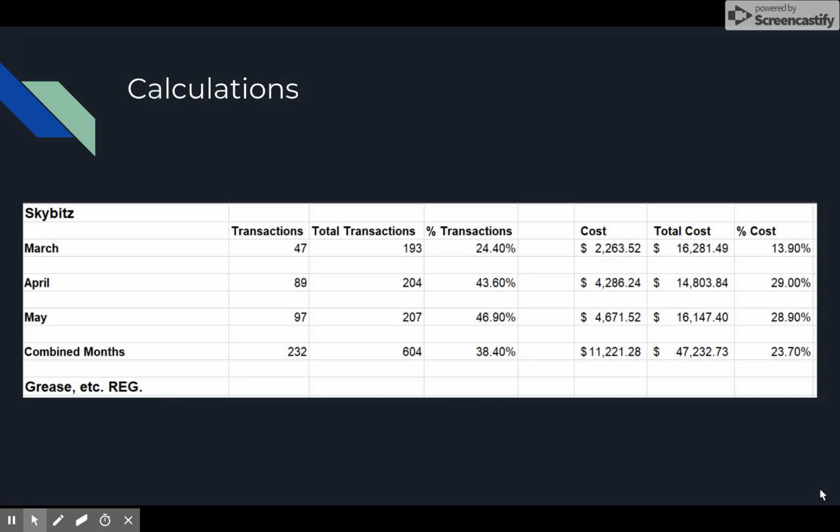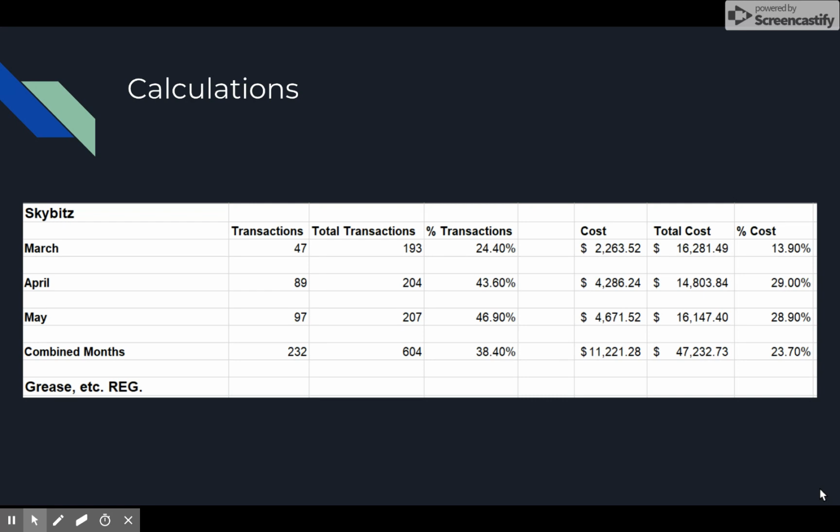We sorted each of the transactions into one of the 5 recurring categories. This table is of our calculations from the category skybits, which are GPS units needed for the trailers. We calculated what percent of the total transactions were from skybits installations, as well as what percent of the total costs were those same installations.